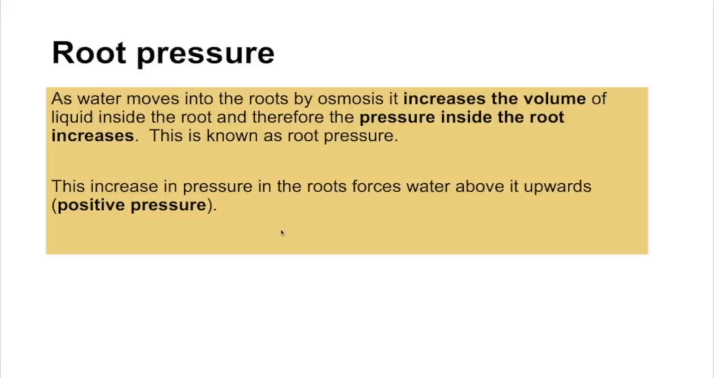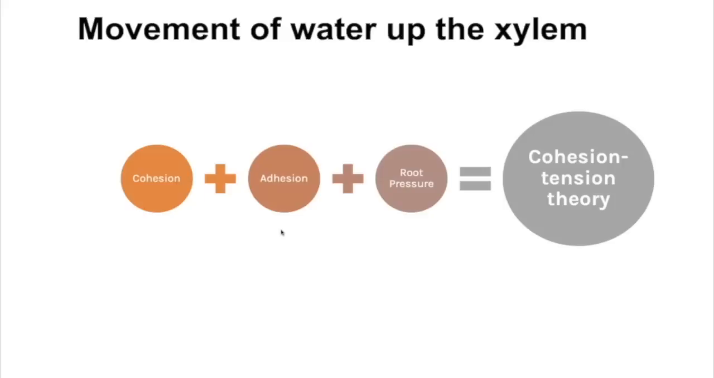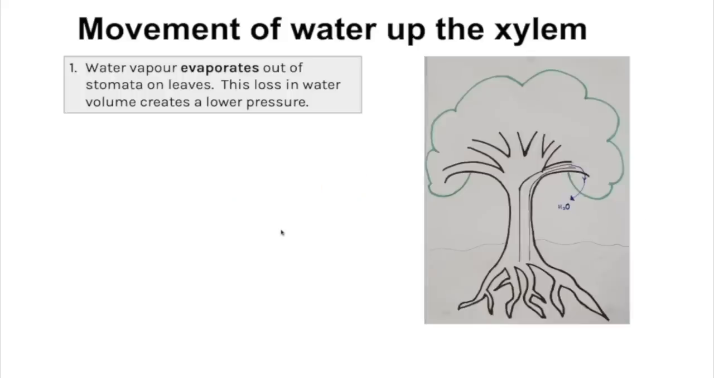Root pressure is the final concept, and this is as the water moves into the roots by osmosis, it increases the volume of liquid inside the roots, and therefore the pressure inside the root increases as well. And we call that root pressure. And that creates this positive pressure, which means it's a pushing force. Because we have lots of water in the roots, it pushes all of the water above it upwards, so it helps push the water up the xylem. So those 3 concepts all work together for the cohesion tension theory, and that's how water moves up against gravity.